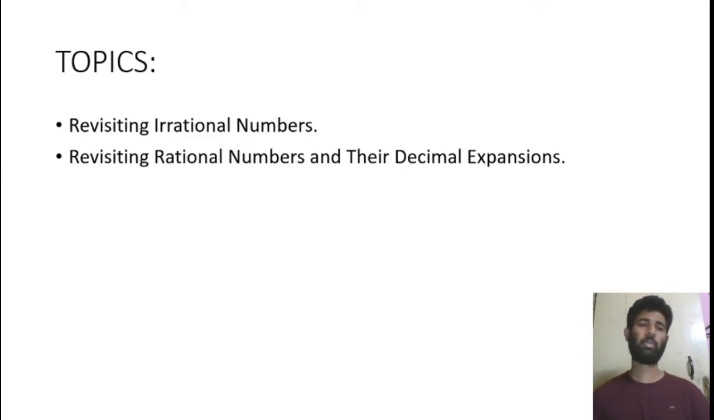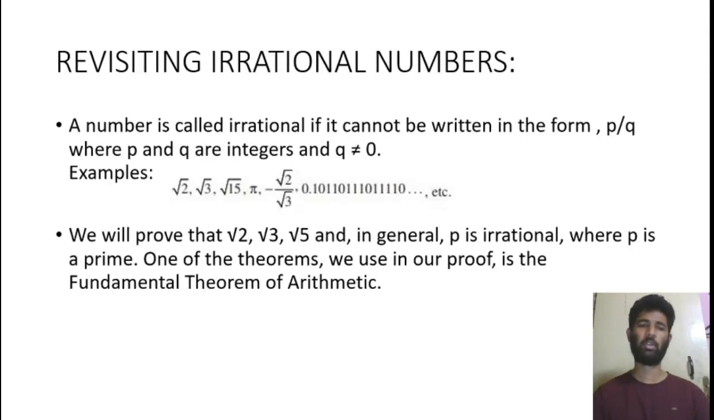Now the topics that we are going to cover are revisiting irrational numbers and revisiting rational numbers and their decimal expansions. So the first topic: a number is called irrational if it cannot be written in the form p by q, where p and q are integers and q is not equal to 0. So this is the definition of an irrational number. An irrational number cannot be written in the form of p by q where q is not equal to 0 and p and q are integers.